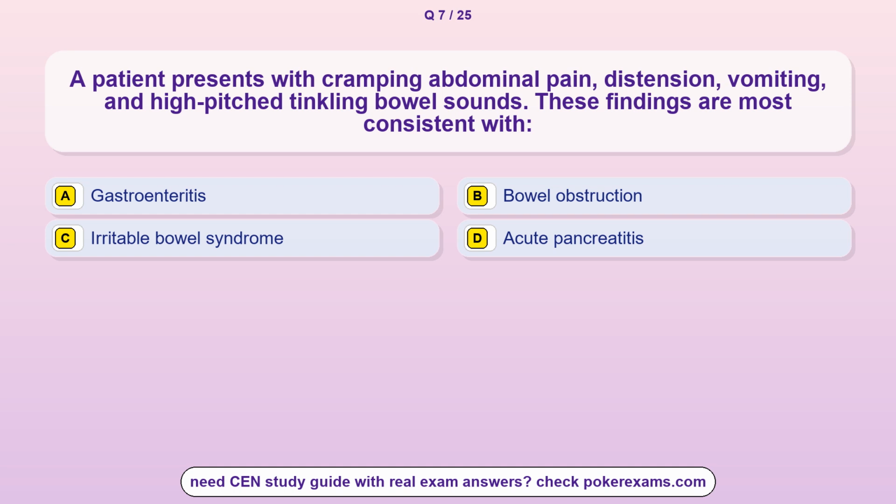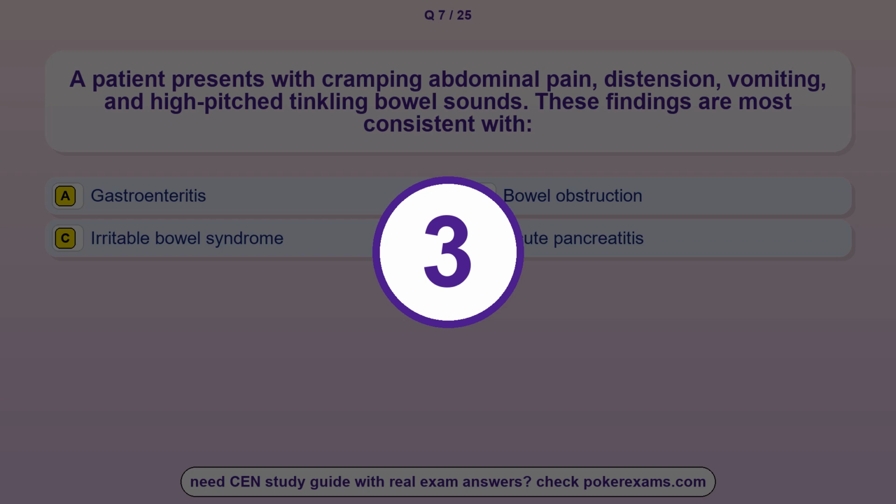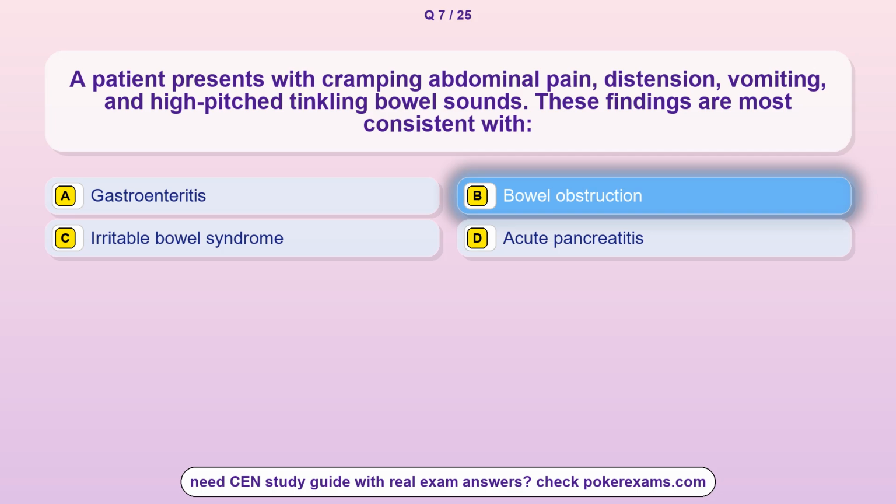Question 7. A patient presents with cramping abdominal pain, distension, vomiting, and high-pitched tinkling bowel sounds. These findings are most consistent with: Option A, gastroenteritis. Option B, bowel obstruction. Option C, irritable bowel syndrome. Option D, acute pancreatitis. The correct answer is option B, bowel obstruction.